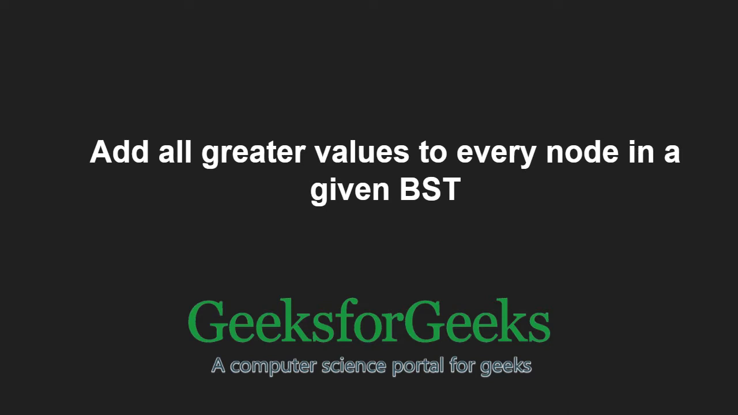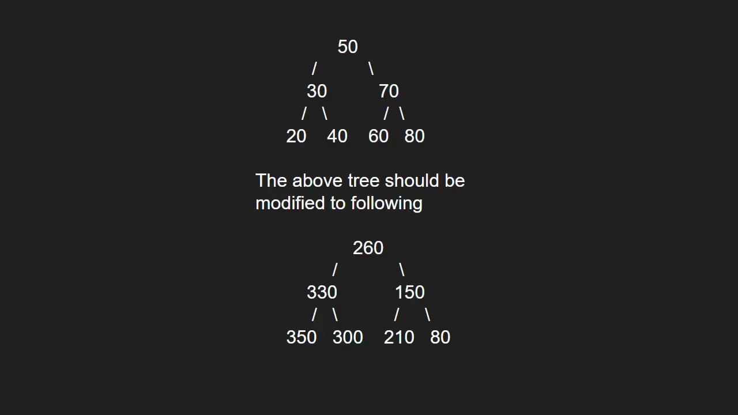In this video, we are going to understand the program which adds all greater values to every node in a given binary search tree. First, let us take an example. A simple method for solving this is to find the sum of all greater values for every node. This method would take big O of n squared time. We can do it using a single traversal.